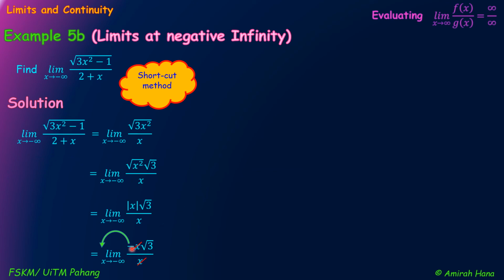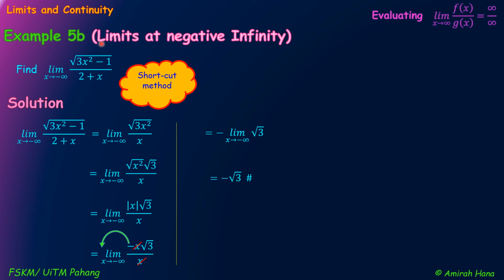Then we can move out the constant negative 1 from the limit expression. Negative here means negative 1. So we get negative limit as x approaches negative infinity of square root of 3. Now we have the limit of a constant, so the answer equals the constant, but we have a negative sign here. So the final answer equals negative square root of 3.